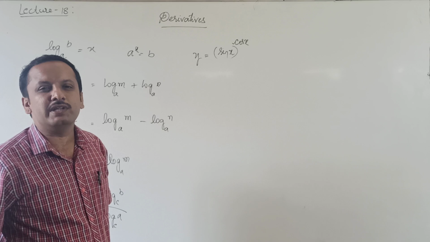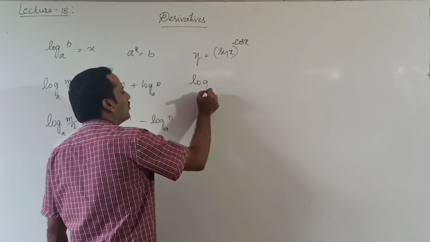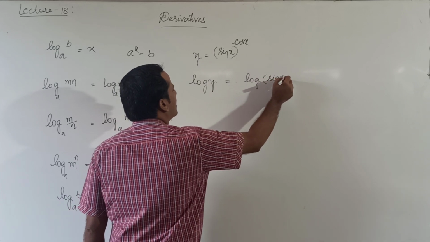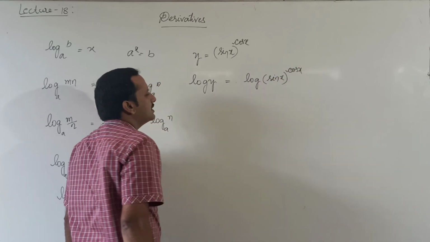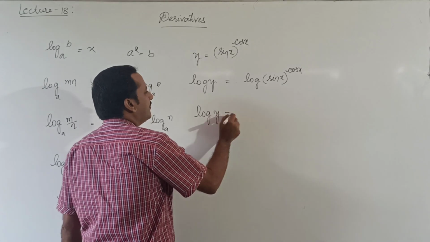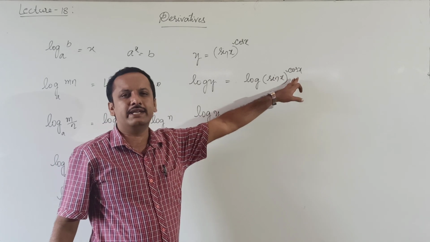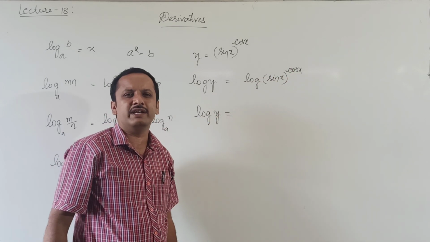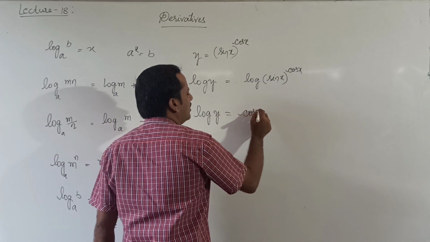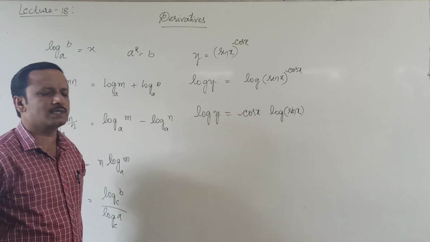So what else can we do? We shall take log here, applying log on both sides. That will give you log y is equal to log of sin x to the power cos x. This is of the form log m power n. Log m power n can be written as n log m. So you get cos x into log sin x.